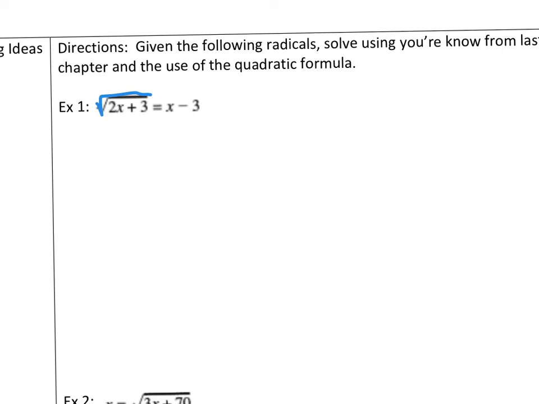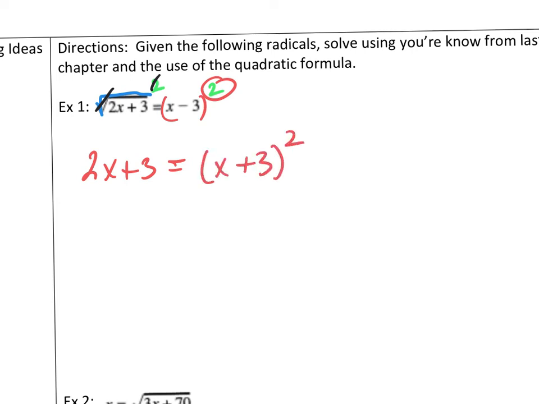And if you notice in the first one, it is isolated. So from there, we loved it because we knew to get rid of that, we would just take it to a power of 2. And so what you do to one side, you do the other. So far, it seems pretty simple. This 2 and this radical would cancel each other out to leave you just with 2x plus 3 equals, and that we're squaring this whole entire thing, so I'm going to put it in parentheses because that power of 2 goes to that whole entire thing.